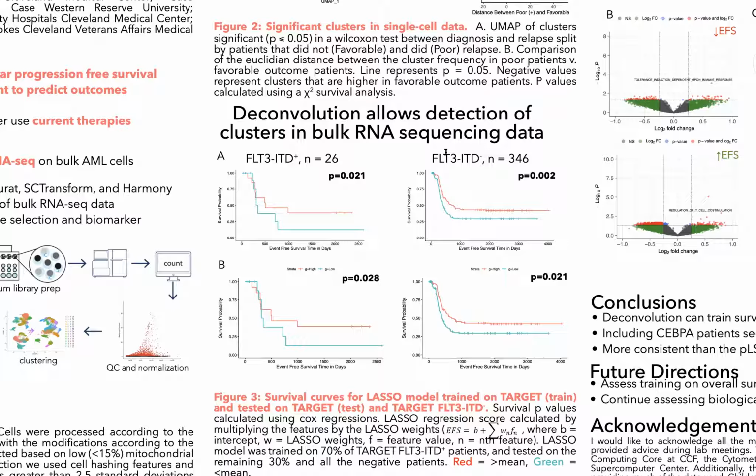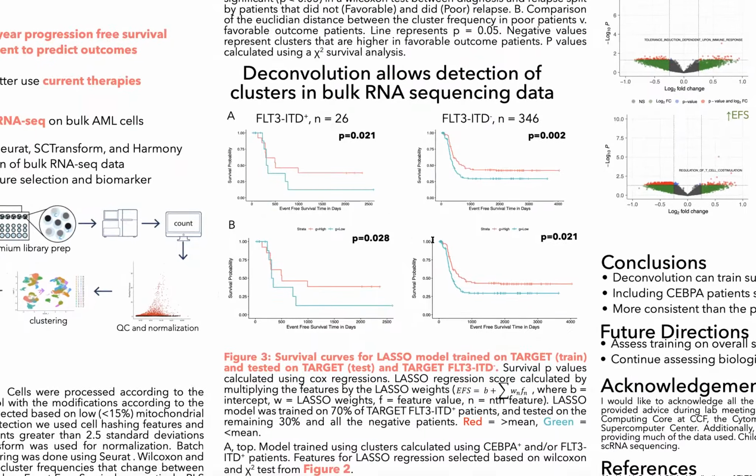Looking at the FLT3-ITD negative patients, you do still see that there is a significant difference, and there is an effect size, but it is smaller. And one reason why I think it's so significant is just because when comparing the two, the N is much higher. In figure B, we did the same thing.